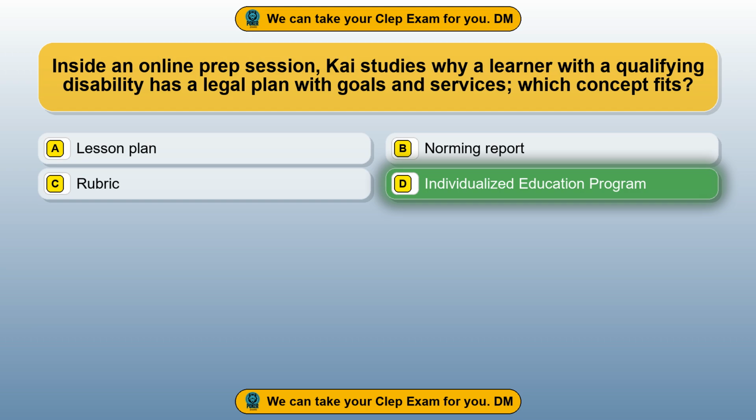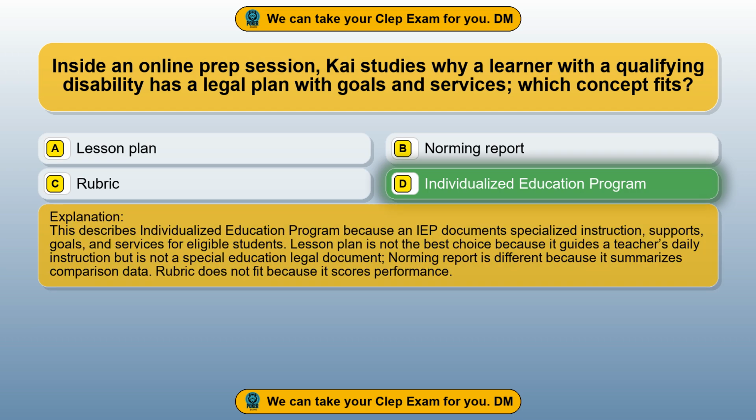Individualized education program. This describes individualized education program because an IEP documents specialized instruction, supports, goals, and services for eligible students. Lesson plan is not the best choice because it guides a teacher's daily instruction but is not a special education legal document. Norming report is different because it summarizes comparison data. Rubric does not fit because it scores performance.